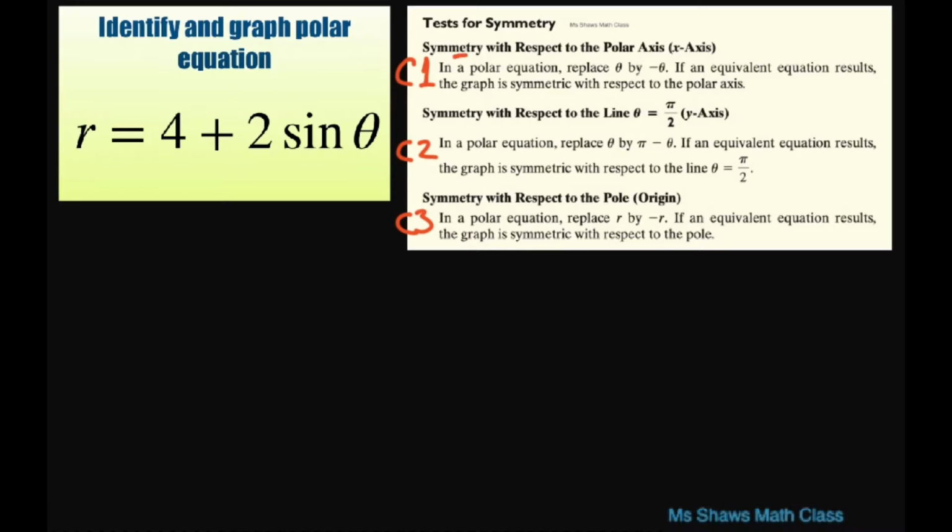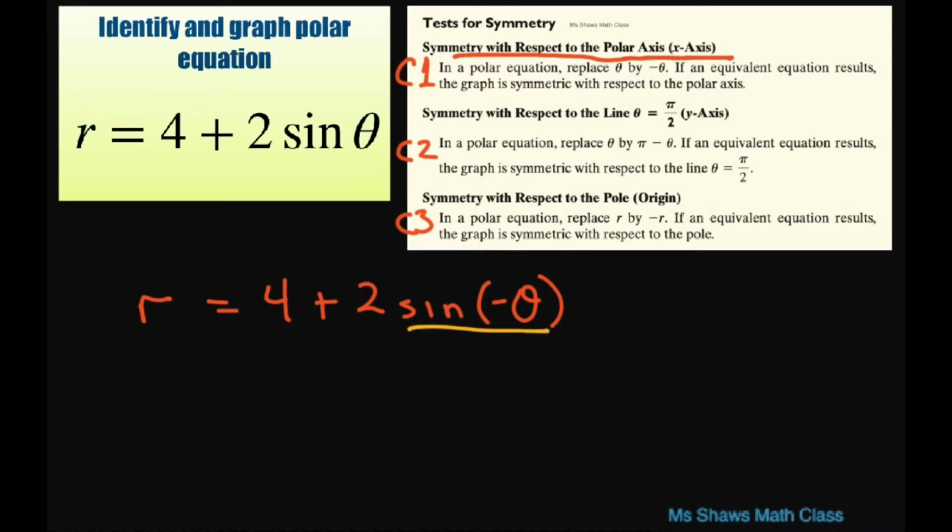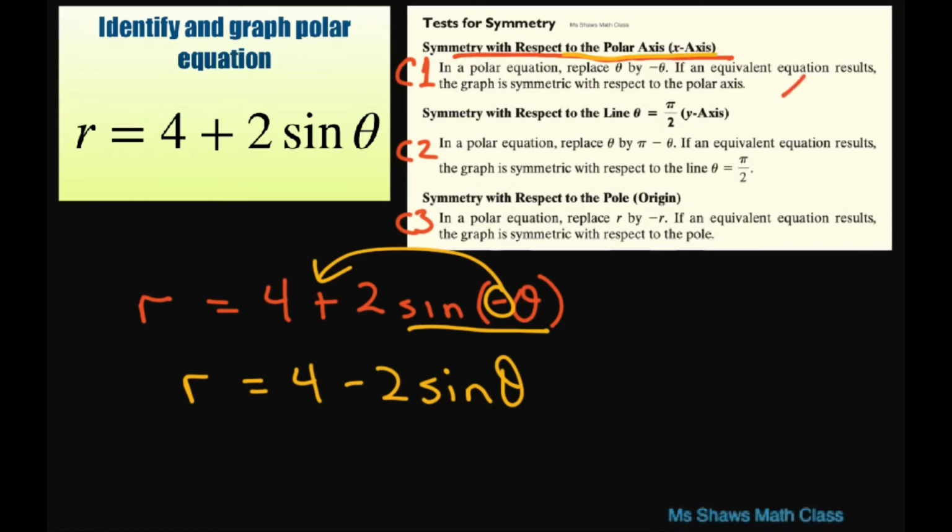For condition 1, we want to test symmetry with respect to the polar axis. If we substitute in our theta with negative theta, and we get back to the original equation, then it's going to be symmetric to the x-axis. Basically, this is an even-odd test. Sine is an odd function, so you pull this negative out front, and we get r equals 4 minus 2 sine of theta. Since sine's an odd function, it's not going to be symmetric with respect to the polar axis. So this test fails.